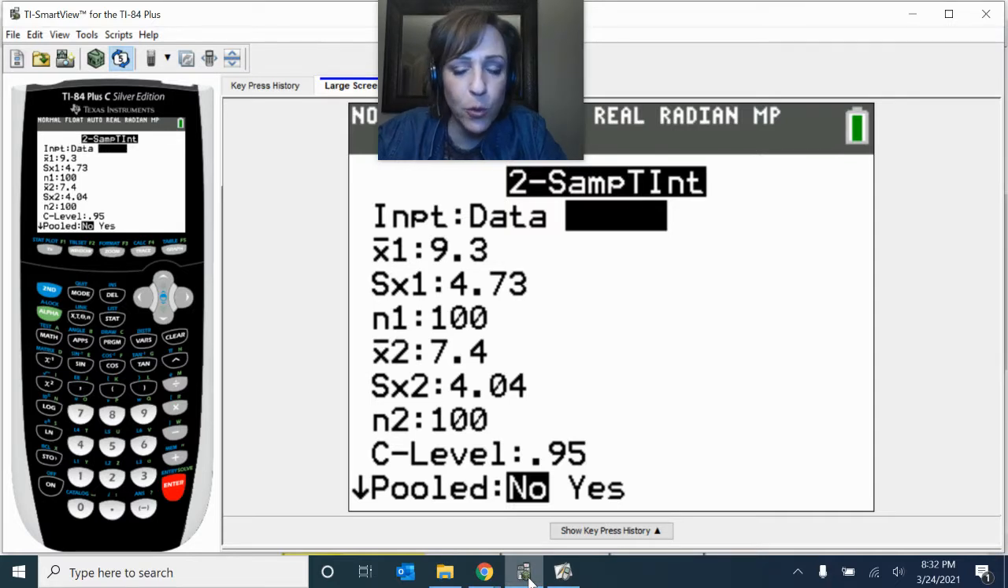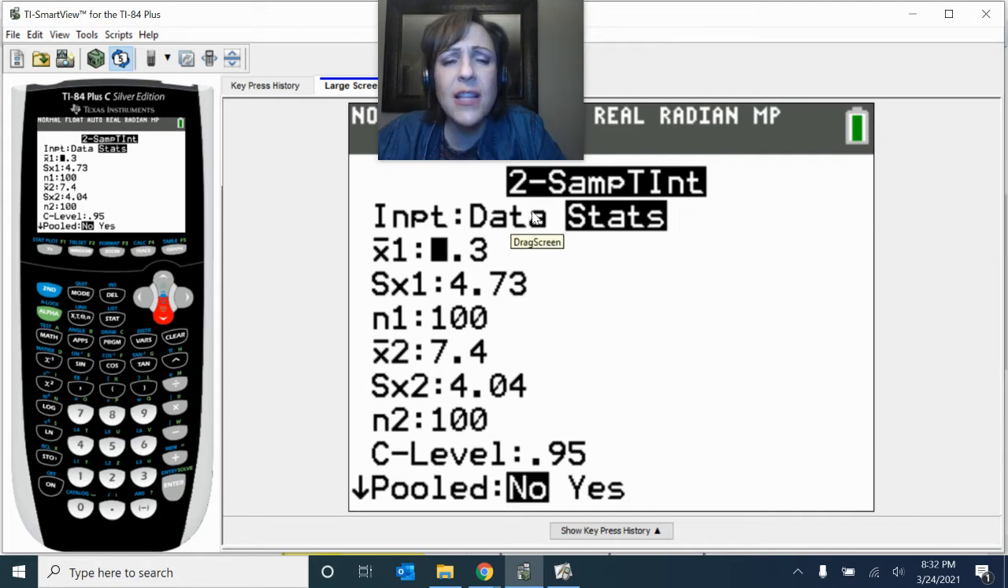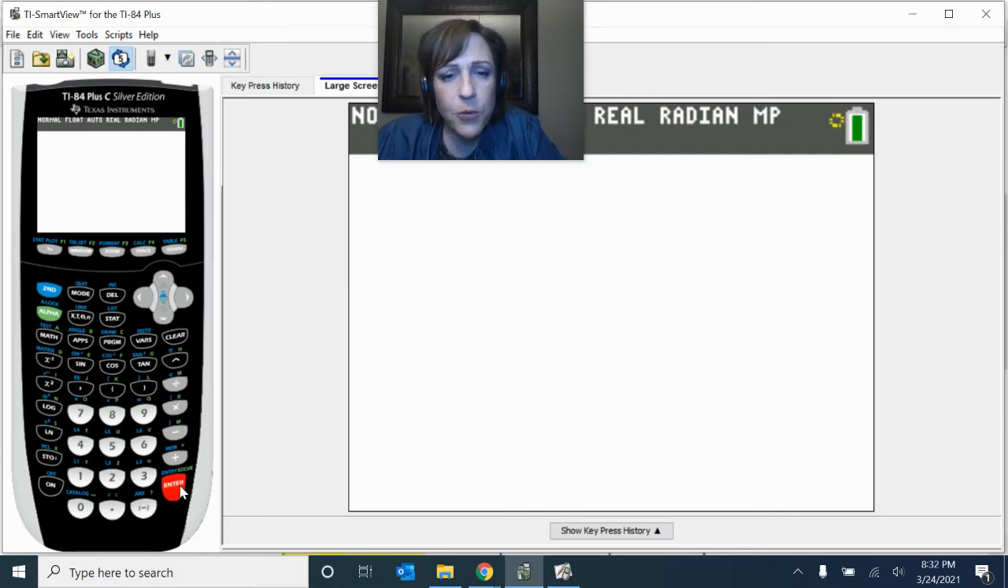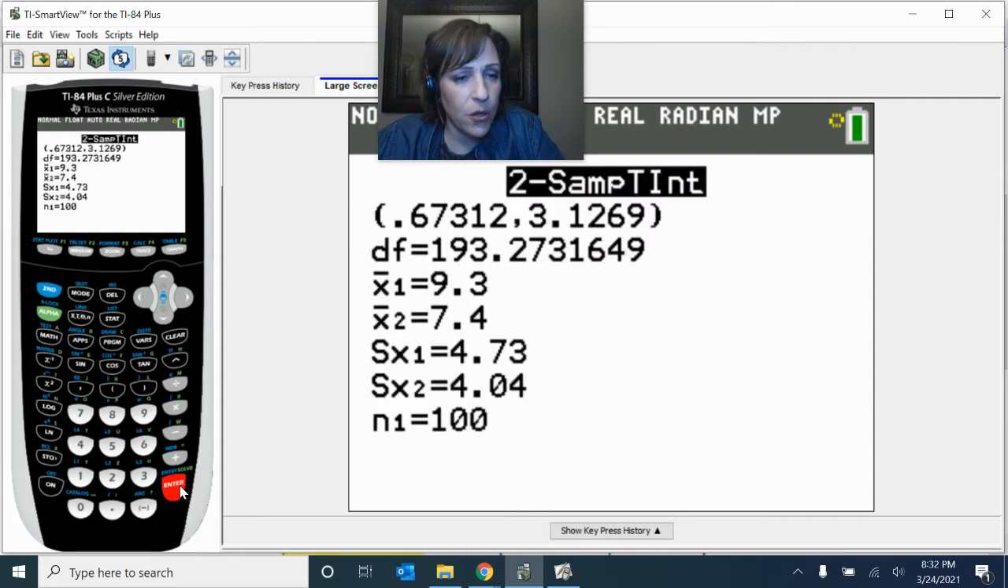So see that right there? Pooled, leave that at a big old no. No, no, no, no, no. Now, let's talk about this tab right here that says Data. Let me reference that when we come back, when we go to the end. So let's go ahead, come on through here and calculate. We'll calculate. So, ta-da, here we go.